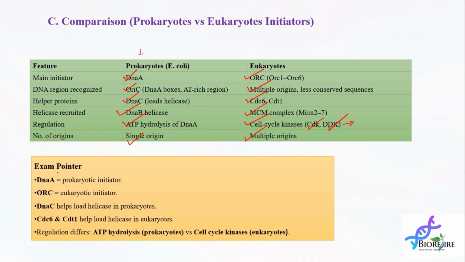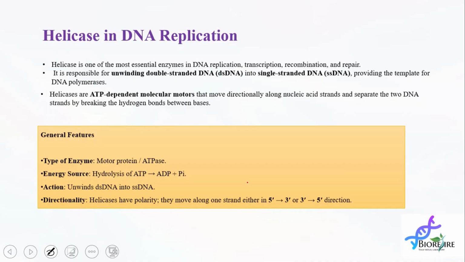Now the exam point: DnaA is a prokaryotic initiator protein, ORC is a eukaryotic initiator protein, DnaC is the helper protein in prokaryotes, and CDC6 and CDT1 are the helper proteins in eukaryotes. In prokaryotes this whole process is controlled by ATP hydrolysis. In case of eukaryotic cells, this complex is maintained by the cell cycle kinases, that is CDK and DDK. Okay. Now next is the helicase.